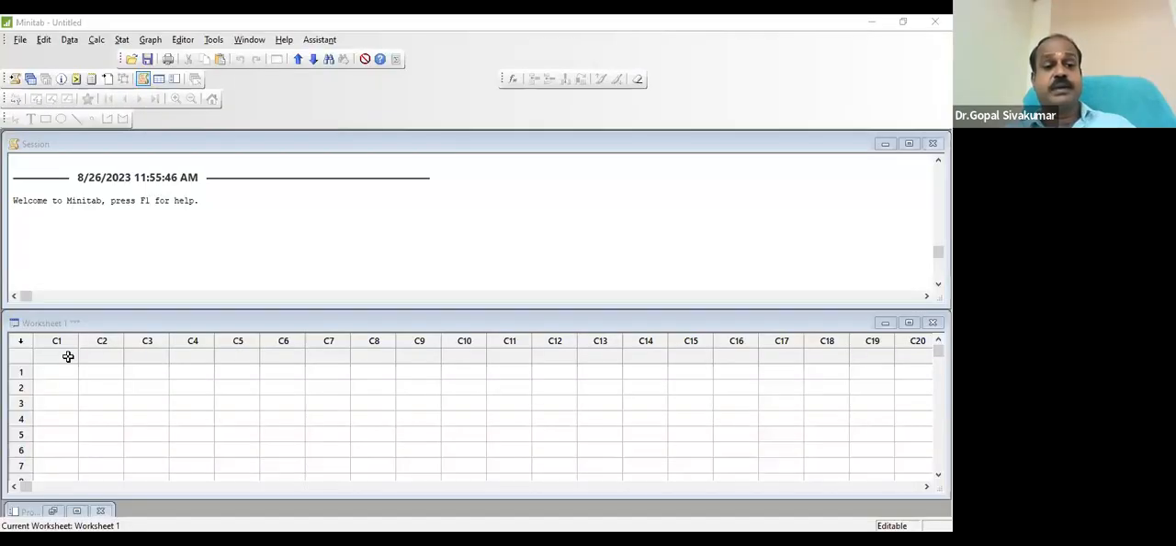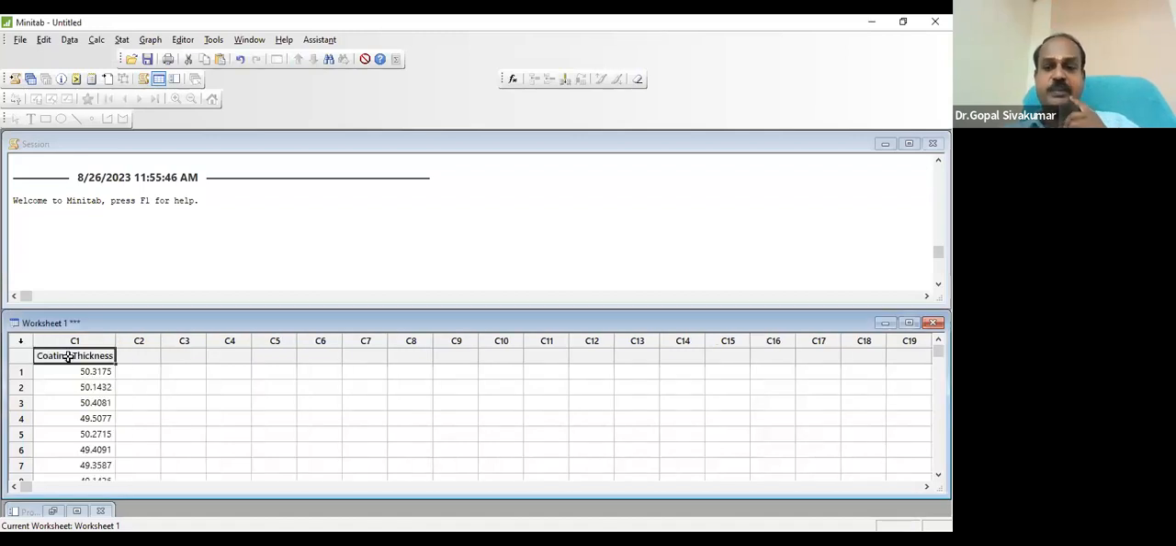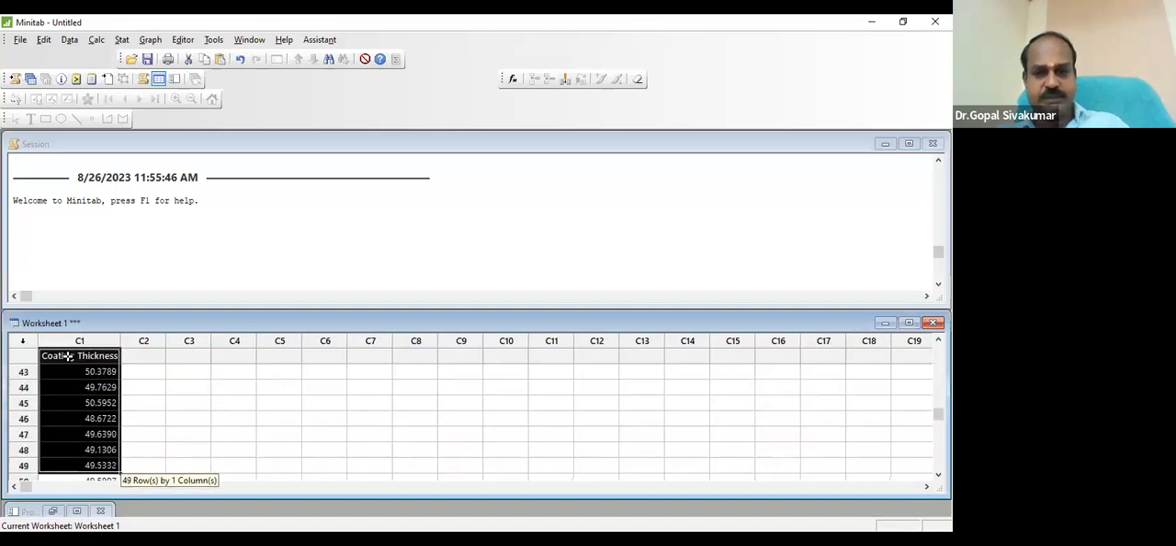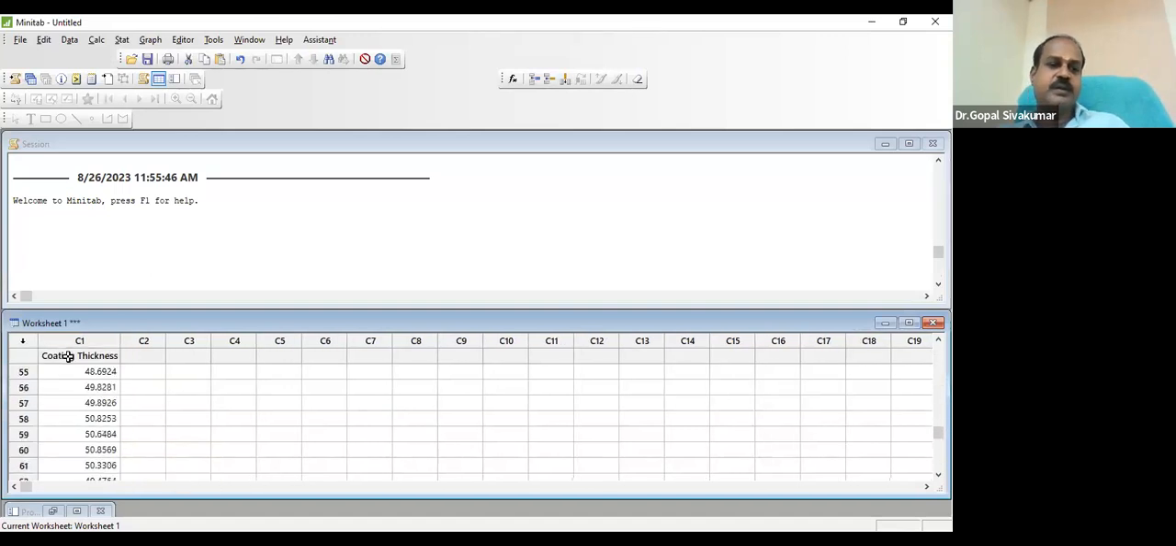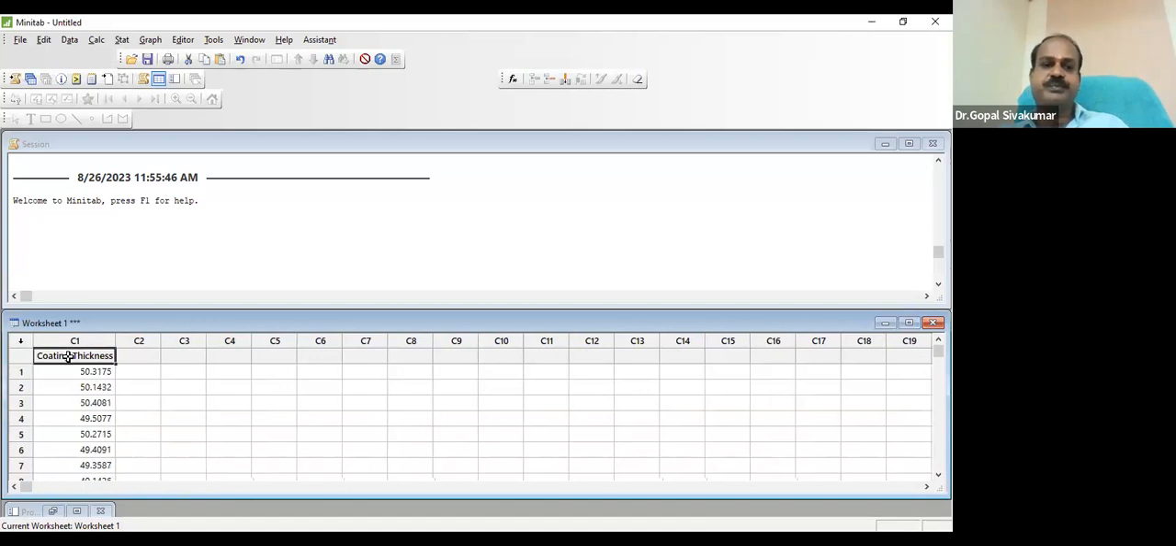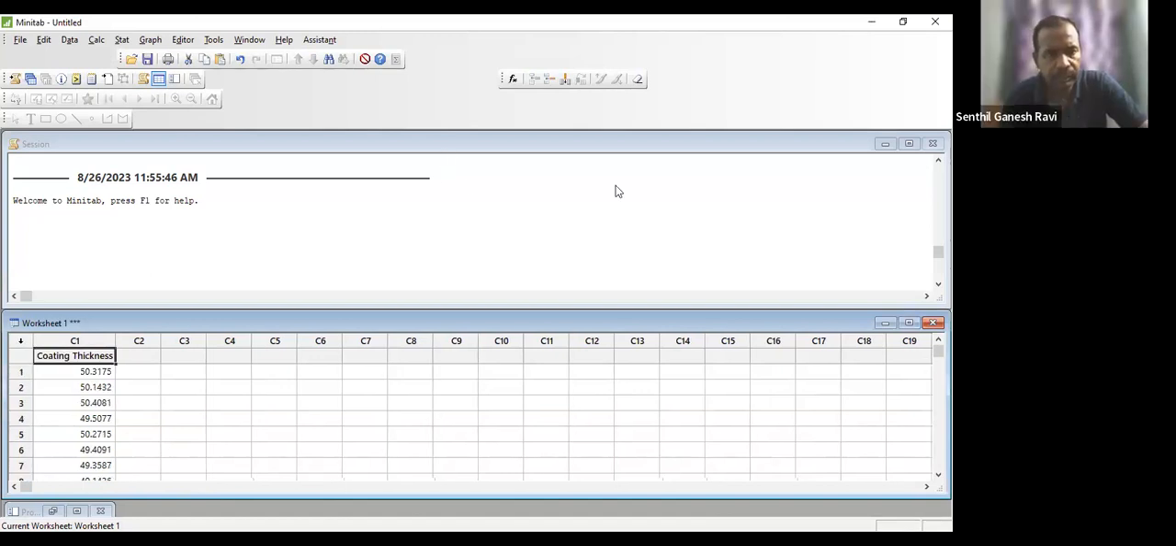Thank you. So now I'm taking you to Minitab. I'm placing my cursor on the gray bar and pasting. Now, what is it that you are seeing? The same problem, right? Coating thickness. Can you see the coating thickness, all of you? Yes. All right.